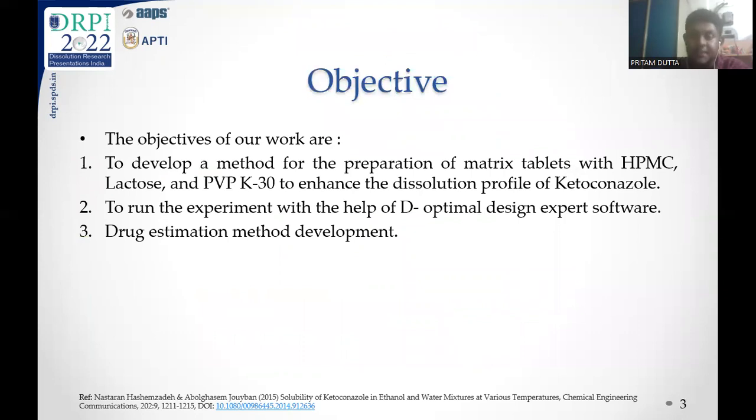These are our objectives. Number one, to develop or establish a method for the preparation of the matrix tablet with HPMC, lactose, and PVP K30, to increase the dissolution profile of ketoconazole, to run the experiment with the help of D-optimal design expert software, and the estimation of the drug and method development.